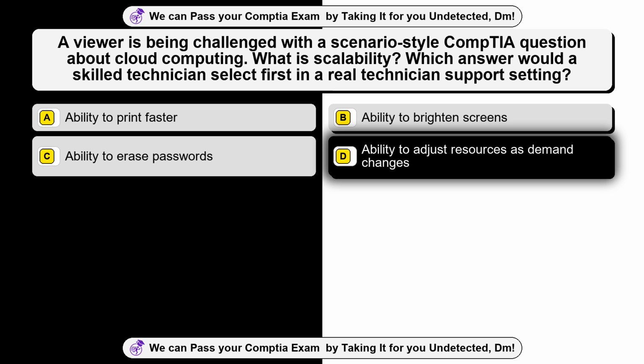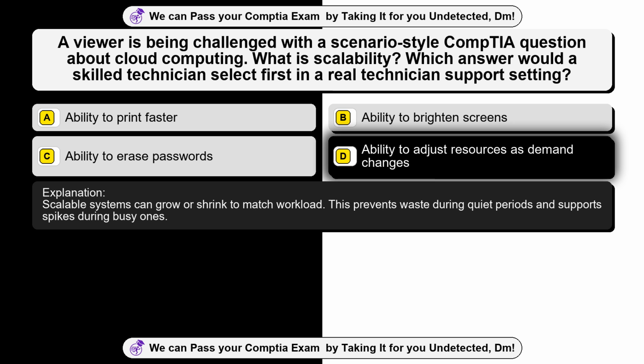The correct answer is option D, ability to adjust resources as demand changes. Scalable systems can grow or shrink to match workload. This prevents waste during quiet periods and supports spikes during busy ones.